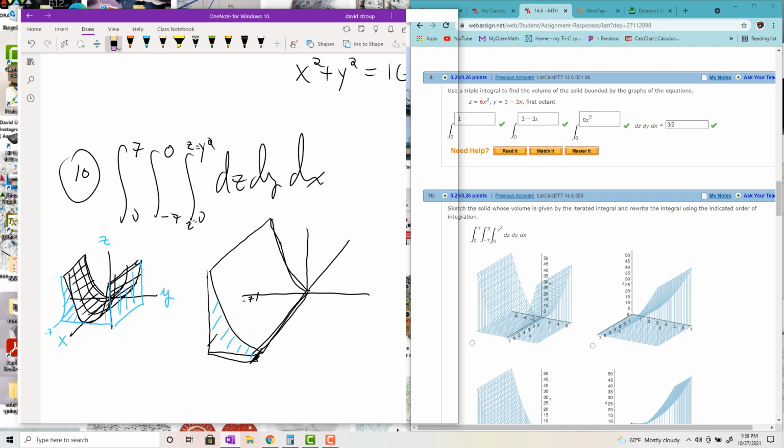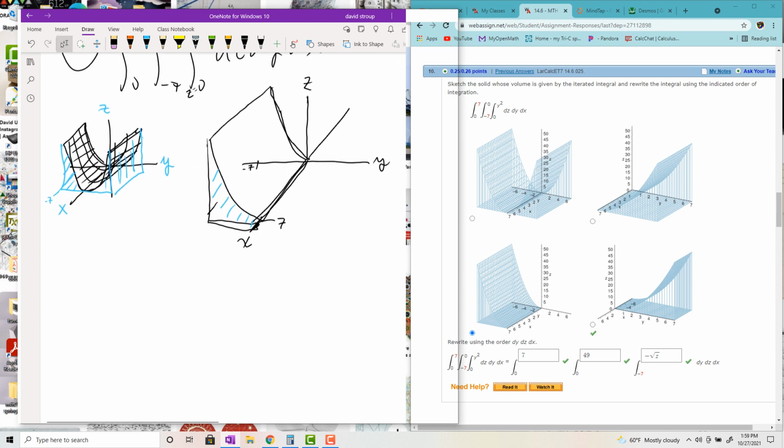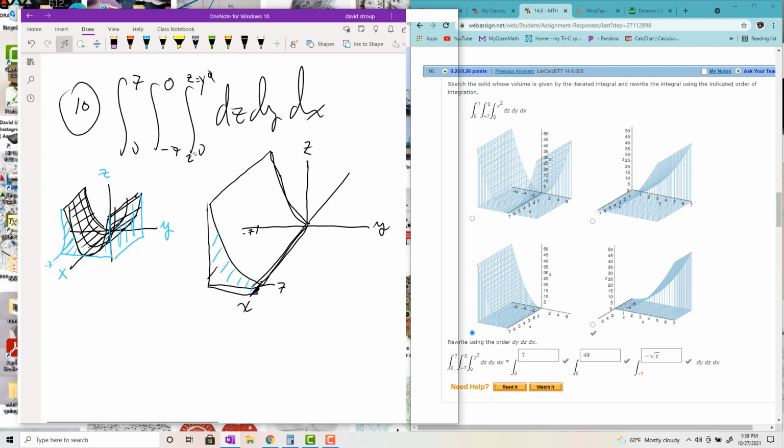Okay, so let's get rid of that stuff. So this point is at 7 on the x-axis. This is your y-axis. Okay, so looking at the graphs, it looks like, yeah, I already got it. So it's this guy here. They want you to change the order of integration then.